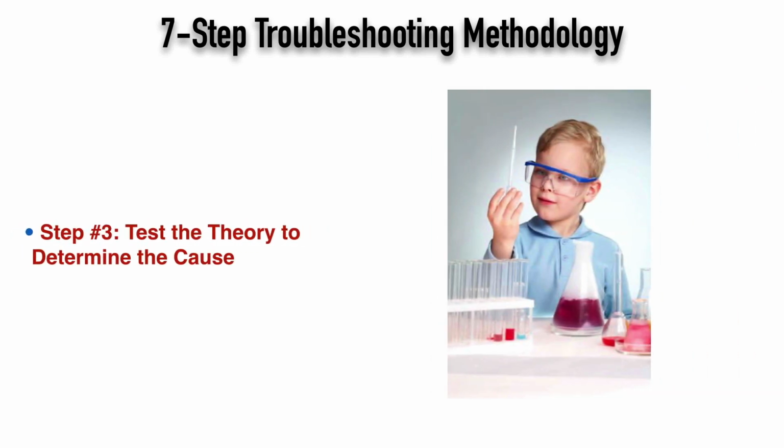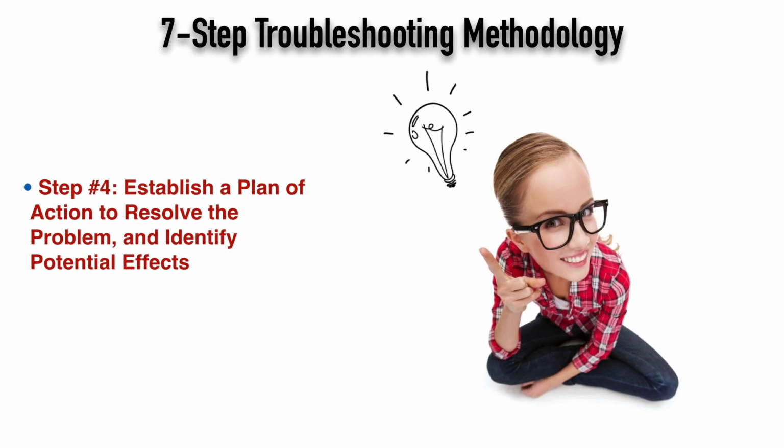Step number 3 is, once we come up with this theoretical cause, let's come up with a test to see if we're correct about that cause. Then let's establish a plan of action to resolve the problem and identify any potential effects. If I reboot the router, for example, today, right now, is that going to interrupt the workflow for somebody else? We need to examine that.